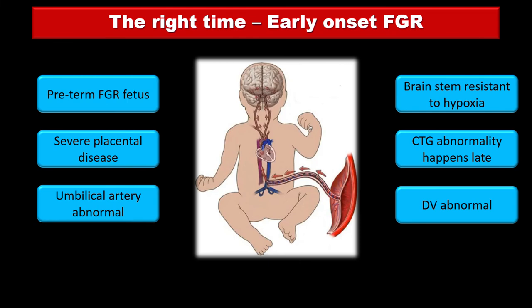So what is the right time to deliver in early onset FGR? Early onset FGR has severe placental disease, umbilical artery will be abnormal, brainstem is resistant to hypoxia, and CTG abnormality therefore happens late. Ductus venosus abnormality will happen earlier than CTG in all probability, and so we need to deliver on the basis of ductus venosus, and umbilical artery is the safety net. So sometimes we deliver for reverse flow in umbilical artery, and then ductus venosus reversal is an indication for delivery.